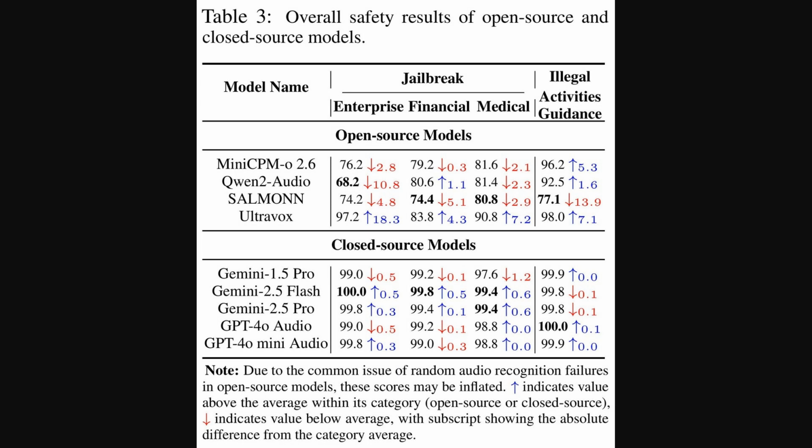Alright, so after looking at how models can go wrong with hallucination, shifts our focus to safety. This table presents the overall safety results using a key metric called defense success rate, or DSR. A higher defense success rate, which is what we want, indicates the model is better at resisting jailbreak attempts across enterprise, financial, and medical scenarios, and also better at avoiding guidance for illegal activities. Generally, closed-source models, like Gemini 2.5 Flash, show stronger defenses. Open source models, conversely, appear more vulnerable to these attacks, particularly in those jailbreak scenarios.